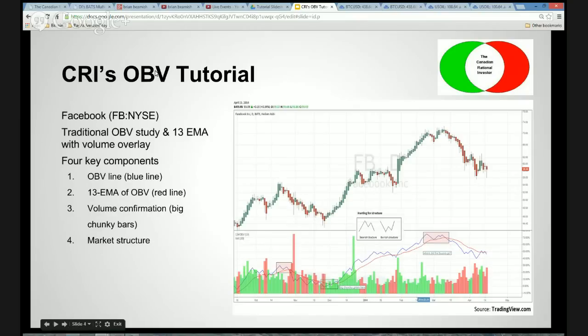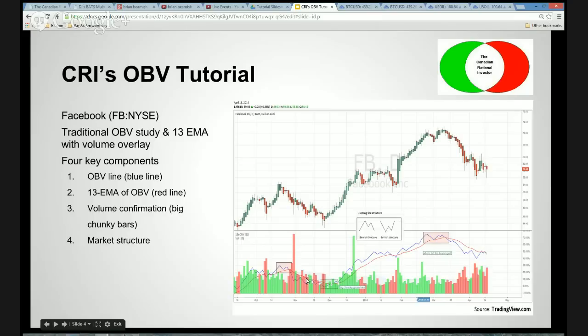All right, so we're just going to take a look at a very simple overview of on-balance volume. As you can see on this chart, I've just happened to pull up one stock that's pretty popular in the public eye these days, and that's Facebook. I like to use tradingview.com. These are excellent charts. I loaded the Facebook price chart, went up into the indicators, selected on-balance volume, and added it to the chart.